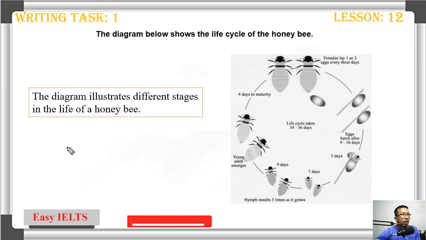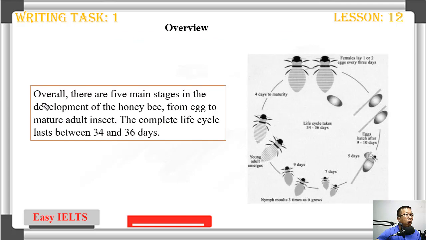Okay, so for the introduction, you can see the diagram illustrates different stages in the life of a honeybee. Okay, so overall, you have like 1 stage, 2, 3, 4, and 5. So overall, there are 5 main stages in the development of the honeybee, from egg to mature adult insects. The complete life cycle lasts between 34 to 36 days.